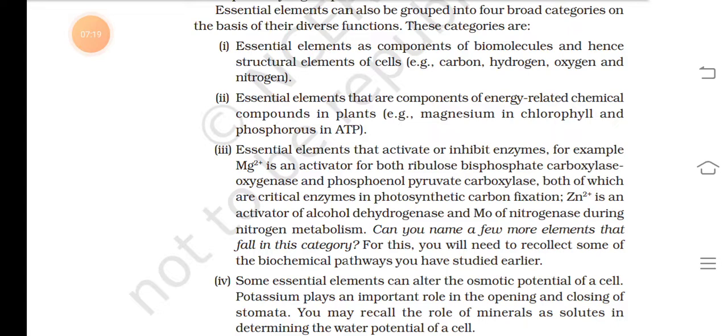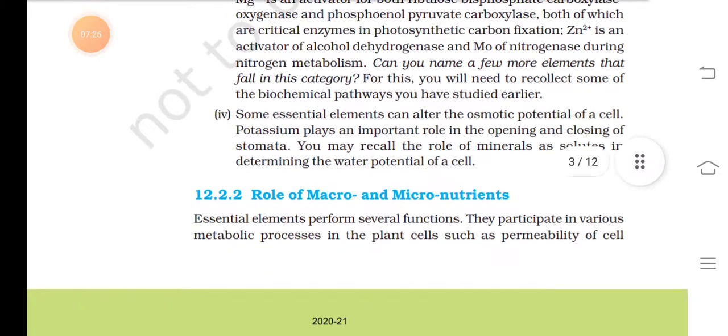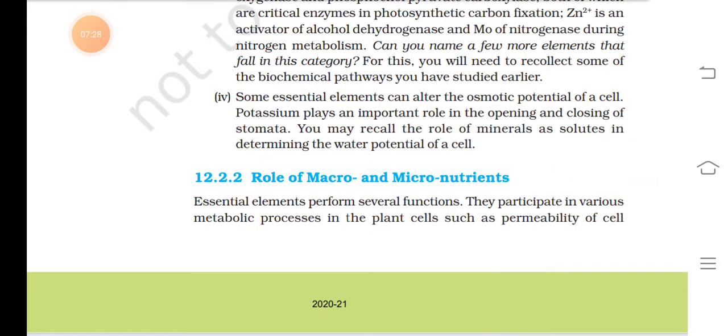For this, you will need to recollect some of the biochemical pathways you have studied earlier. Some essential elements can alter the osmotic potential of a cell. Potassium plays an important role in the opening and closing of stomata. You may recall the role of minerals as solutes in determining the water potential of a cell.